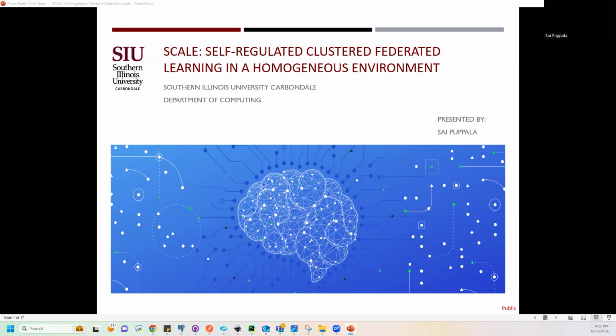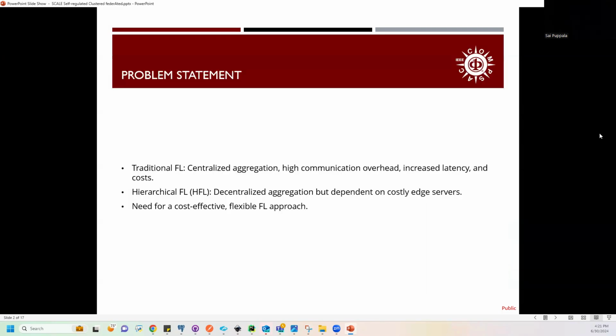Today I'm here to discuss my paper, SCALE, a self-regulated clustered federated learning in heterogeneous environments. I will jump onto the problem statement. Before I jump onto what we are trying to solve, I'm just going to give a brief introduction about what federated learning is.